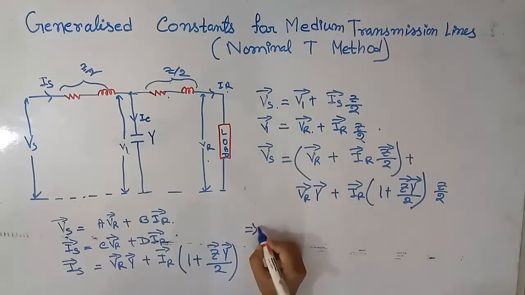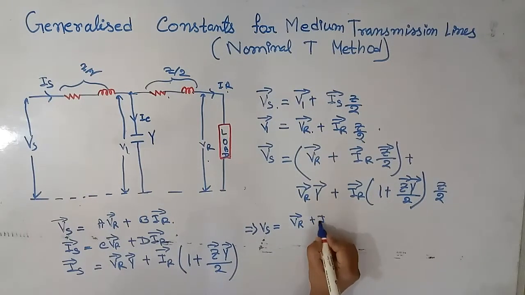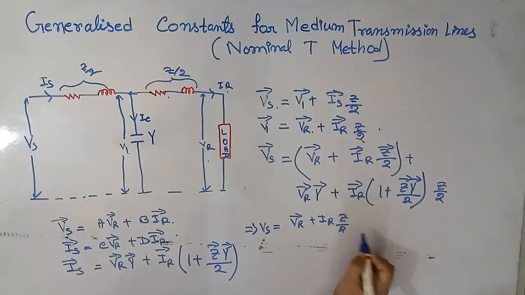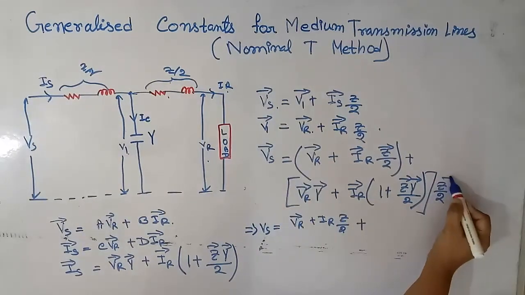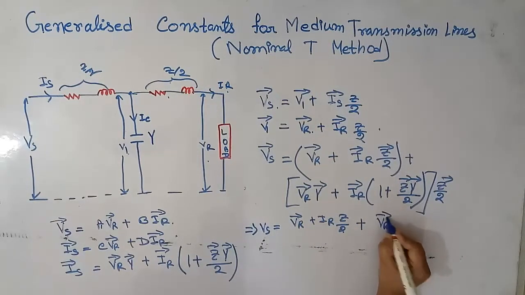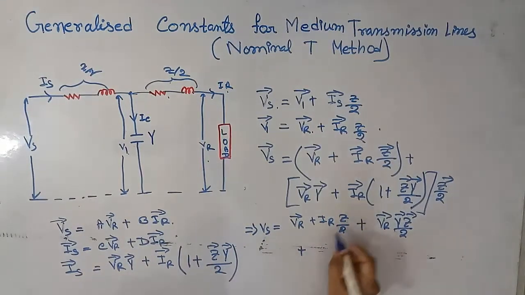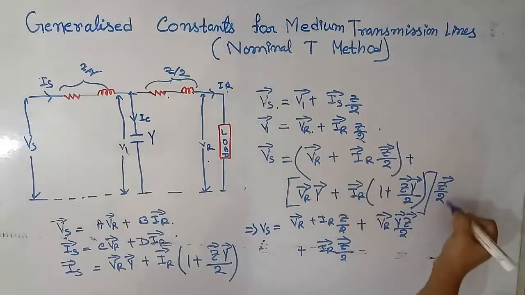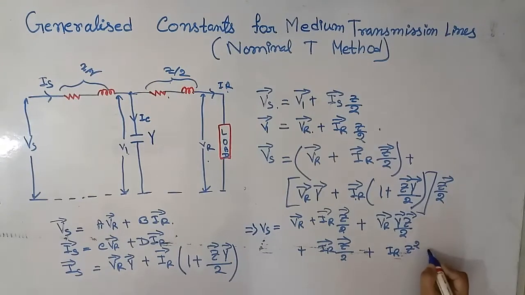So on solving this, Vs is equal to VR plus IR Z by 2 plus VR YZ by 2 plus IR Z by 2, IR Z by 2 plus IR Z by 2 into Z by 2. So it is IR Z square Y by 4.